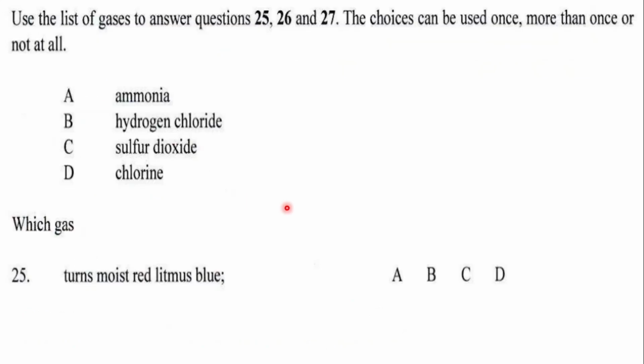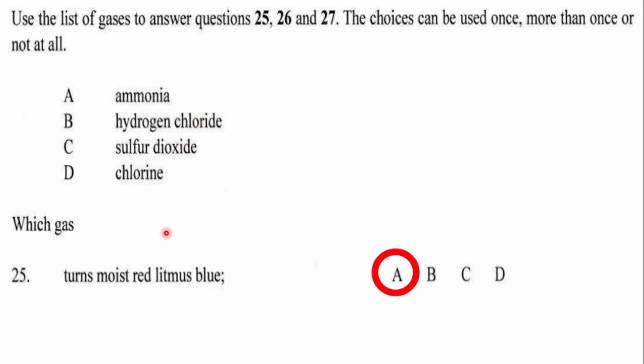Let's move on to question number 25, and it says use the list of gases to answer questions 25, 26, and 27. The choices may be used once, more than once, or not at all. So we have A, ammonia, B, hydrogen chloride, C, sulfur dioxide, and D, chlorine. So which gas turns moist red litmus paper blue? Is it A, B, C, or D?